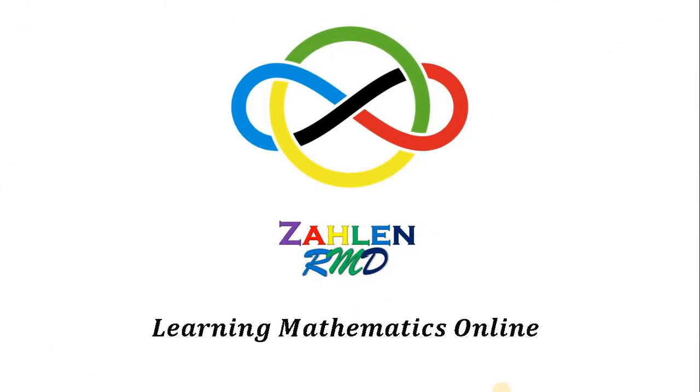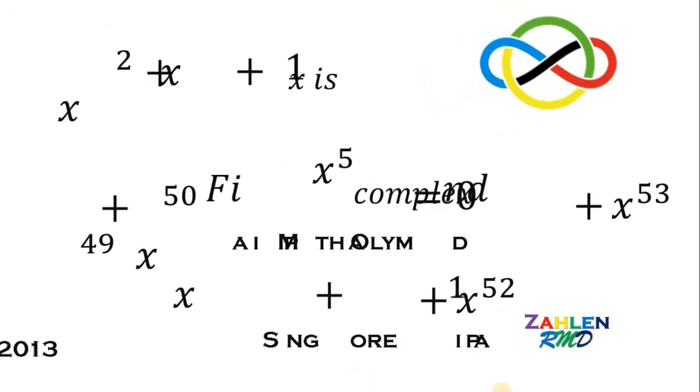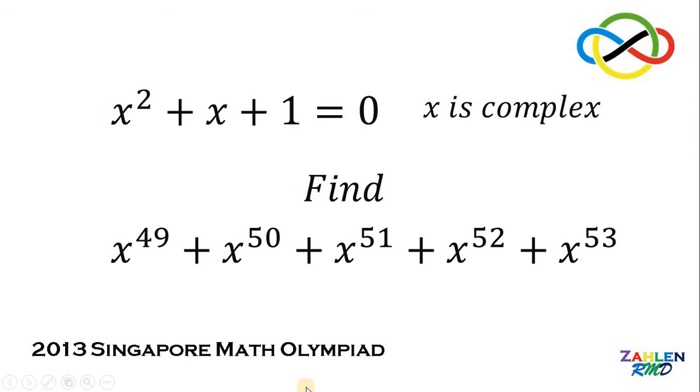And here's our question. This is from the 2013 Singapore Math Olympiad. Given that x squared plus x plus 1 equals 0, wherein x is a complex number, find the value of x raised to 49 plus x raised to 50 plus x raised to 51 plus x raised to 52 plus x raised to 53.